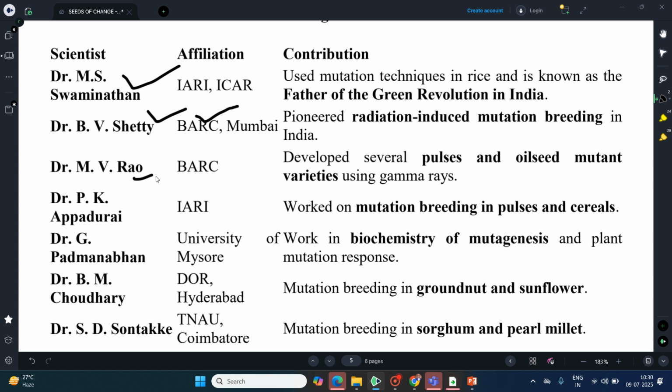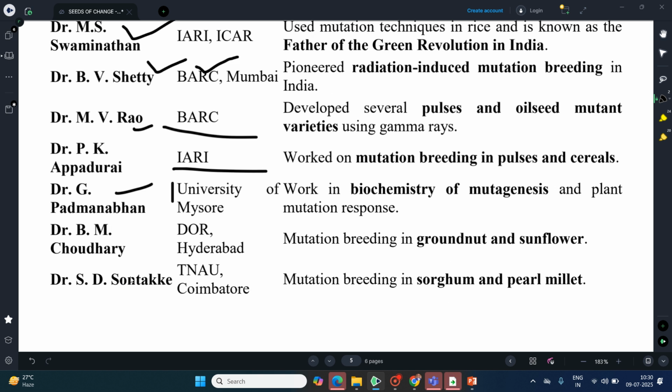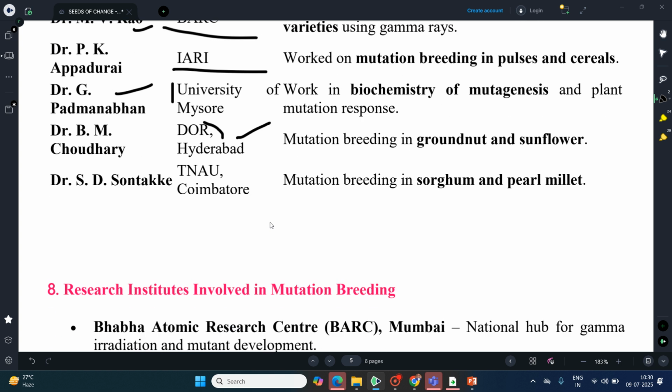P.K. Appadurai from IARI, and Padmanabhan from University of Mysore, and B.M. Chowdhury from Directorate of Oilseed Research, Hyderabad, and Santhanam, sorry, Santhanam from TNAU, Coimbatore, involved in mutation breeding of sorghum and pearl millet. In Hyderabad, the Directorate of Oilseed Research is involved in mutation breeding of groundnut and sunflower.